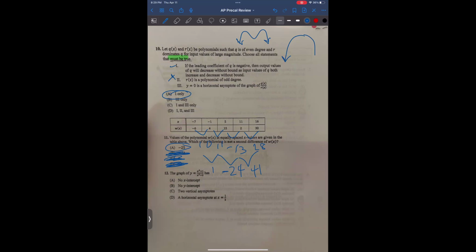We see how nice and easy that was? Just calculate the second difference until you get to it.